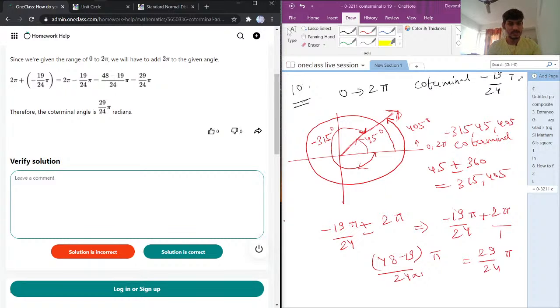So this solution is correct. Great job. Okay, so the solution is correct.